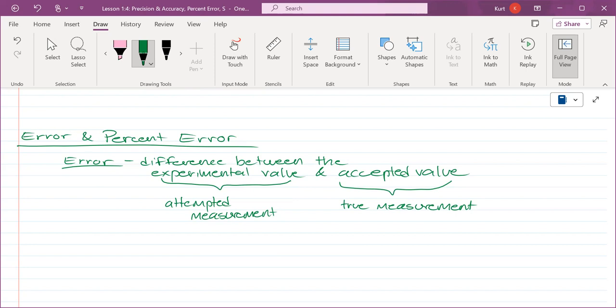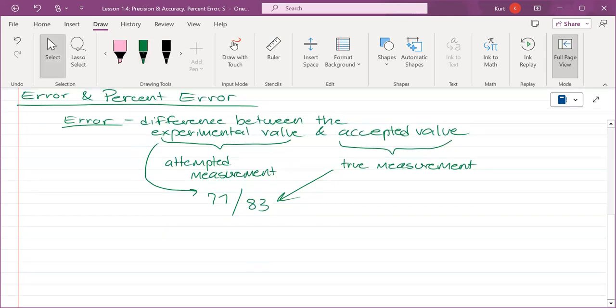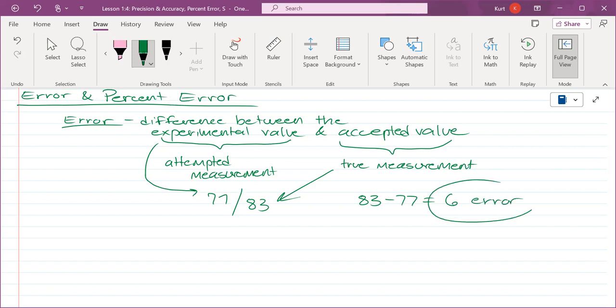Who do I want to get? Alex, you score a 77 out of 83 on a test. The 83 is the accepted value. 77 is the attempted measurement. So all you do is you do 83 minus 77. And what is that? 6? You missed 6 points. That's your error. You're off by 6.